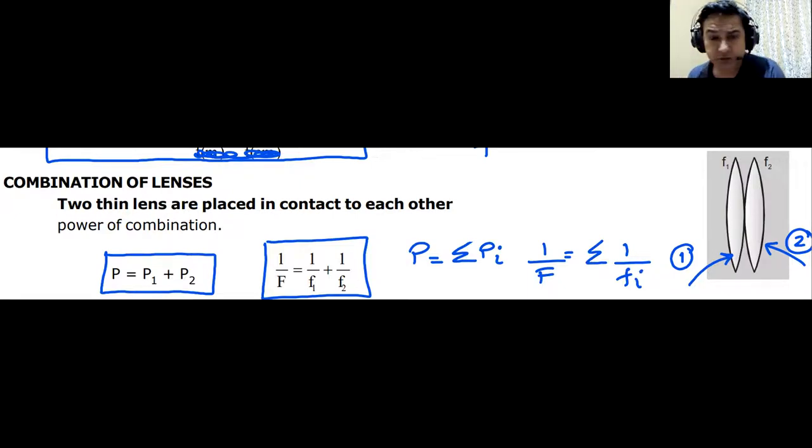Yes, sir. So, if I have more than one lens kept in contact with each other, the power of the combination will be the summation of the powers, or 1 by F of the combination will be the summation of 1 by Fi. Remember, this formula is valid for 2 or 3 or 4 or any number of lenses. This formula is also valid whether the lenses are different, whether they are convex lenses, whether they are concave lenses. This formula is valid for all types of combinations. I'll give you a minute to note this down.